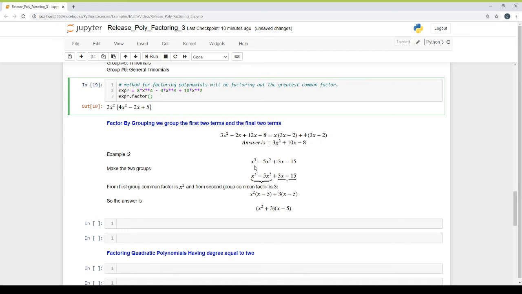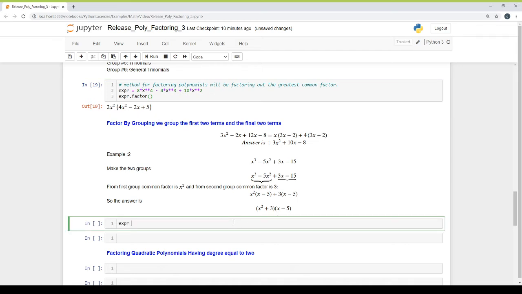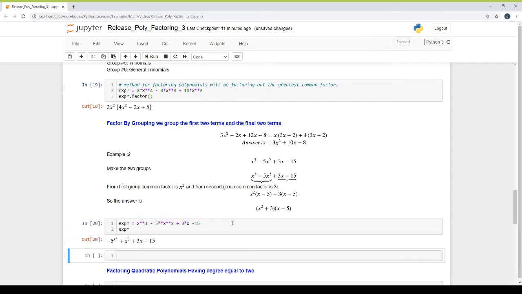Factor by grouping. This is our polynomial x cube minus 5x square plus 3x minus 15. First group, second group. In the first group, x square is the greatest common factor, GCD, and in the second it is 3, and so the answer is x square plus 3 and x minus 5. Do it in Sympy. x cube minus 5 double star x square plus 3 into x minus 15, and print expr. Shift enter. Okay, x cube minus 5x square plus 3x minus 15 and expr dot factor. Shift enter.